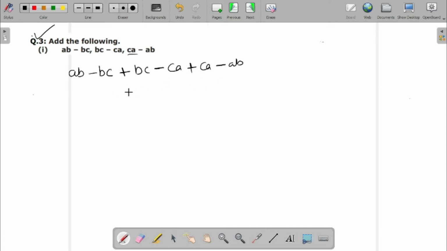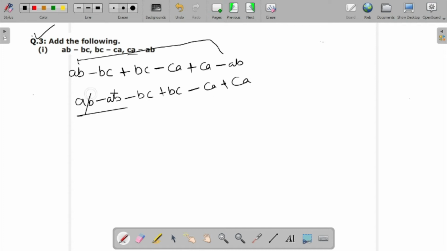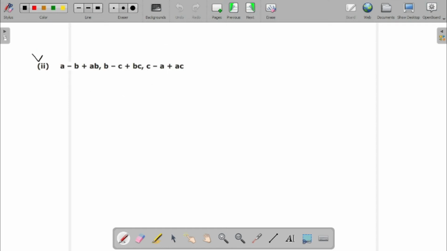Now what we can do, we collect the like terms. Here these two terms are like terms. So we write it AB minus AB. Now second, minus BC plus BC minus CA plus CA. Now these two, plus minus get cancelled, minus plus cancel, minus plus cancel. So the answer is 0. This is about the first part. Now we move to the second part.